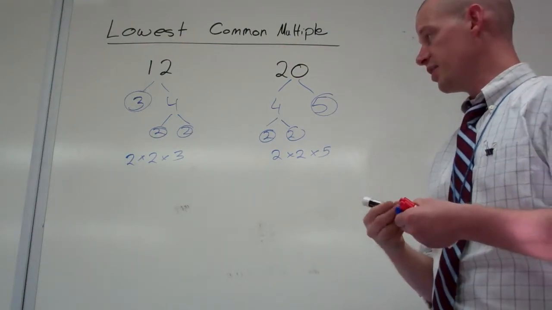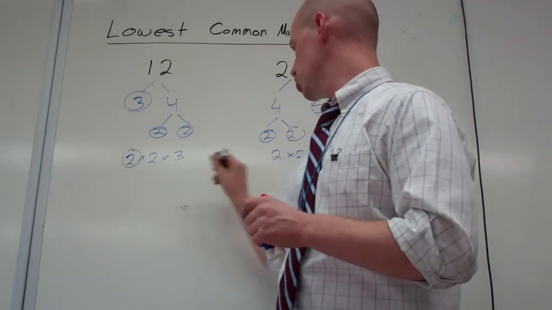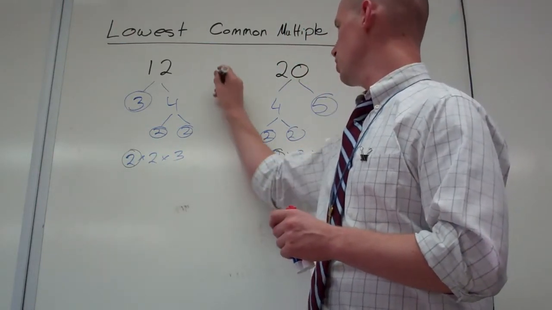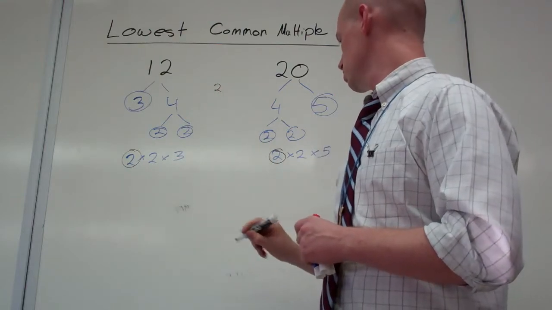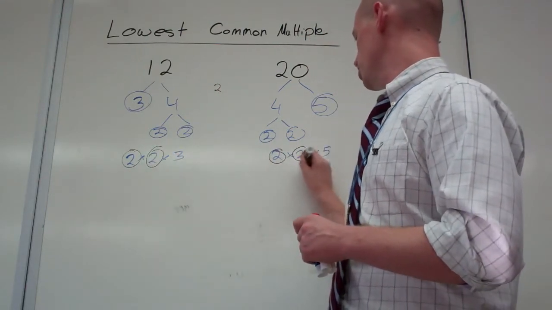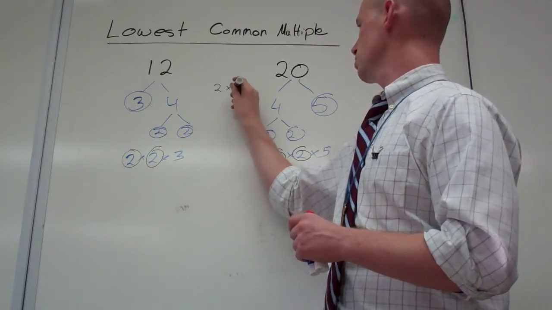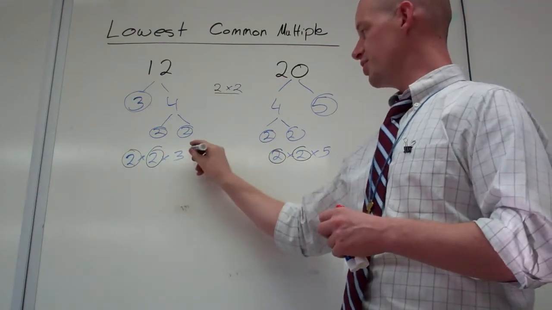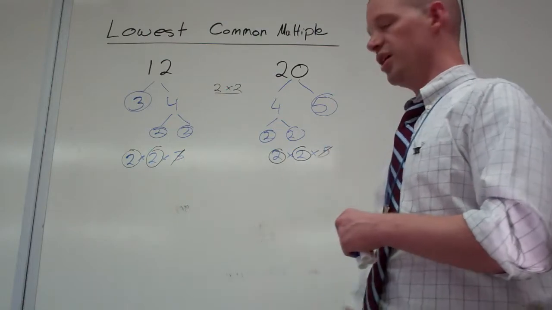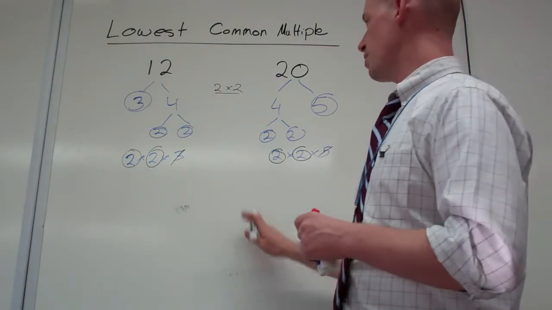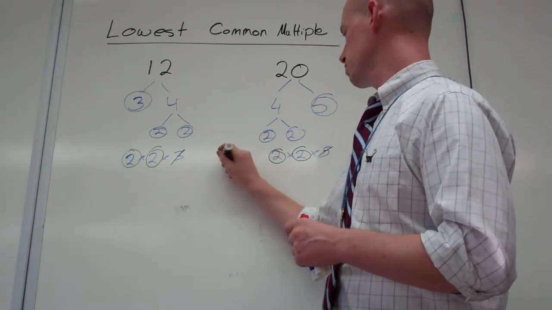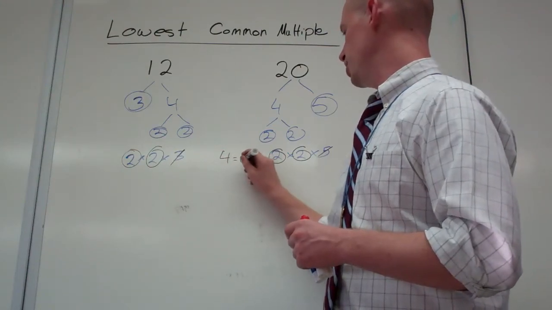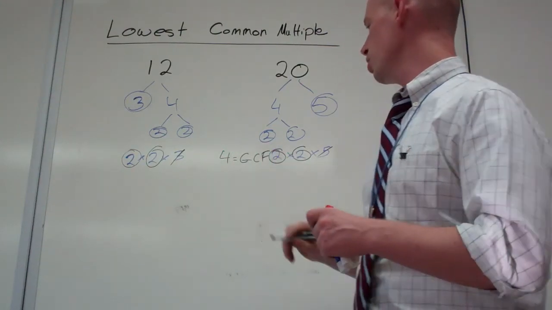My greatest common factor is going to be 2 times 2. That gives me 4. I can't use the 3. I can't use the 5. My greatest common factor is 4.